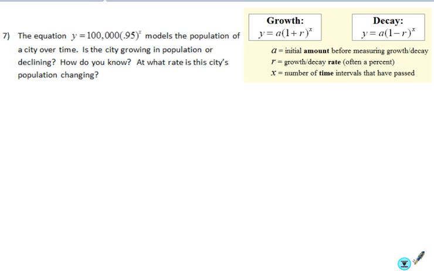Alright, so looking at number 7. Number 7 is a little bit different here. We don't need a calculator for this one. We're not doing any math. We're not calculating anything. We're just looking at an equation and trying to figure out what's happening.